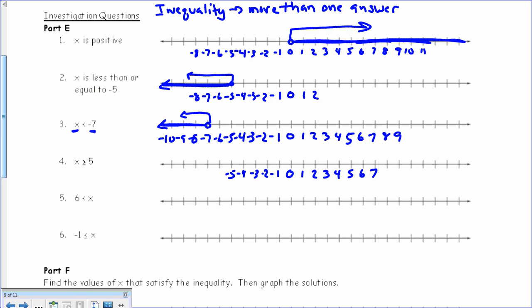So how about this? So how about x is greater than or equal to 5? So where's 5, Aiden? Is it going to be an open or closed circle? Because it's equal to, you got the line underneath it, right? Now, which direction are we going to go? Any number greater than. Which way the numbers get bigger? To the right.